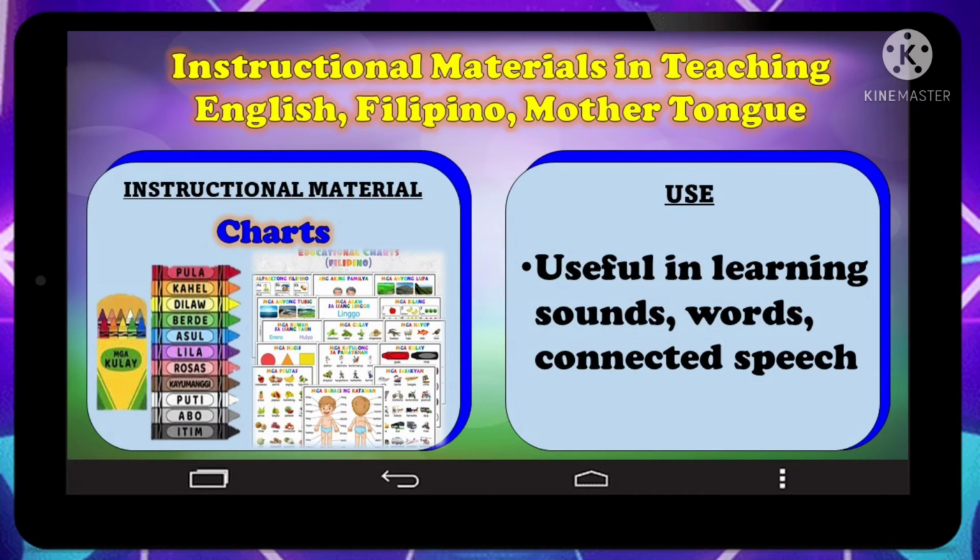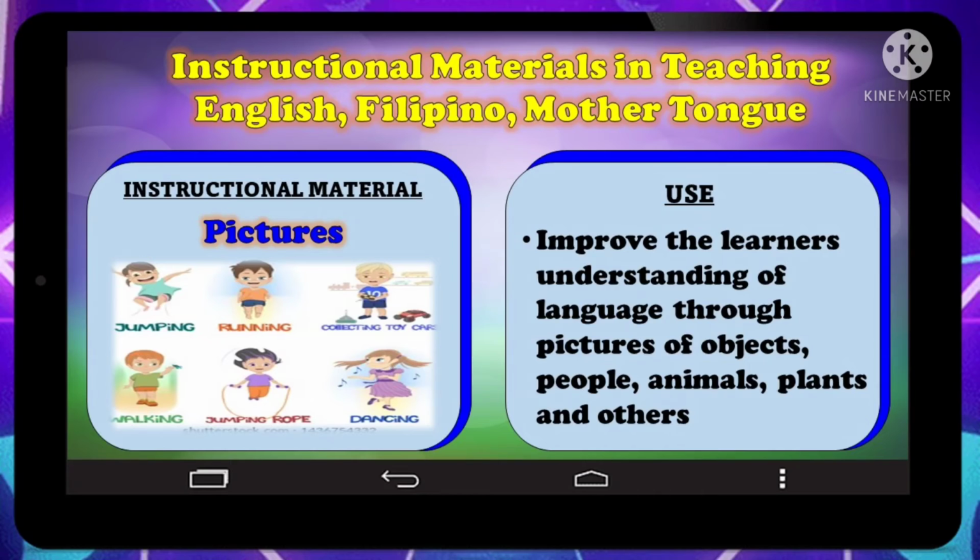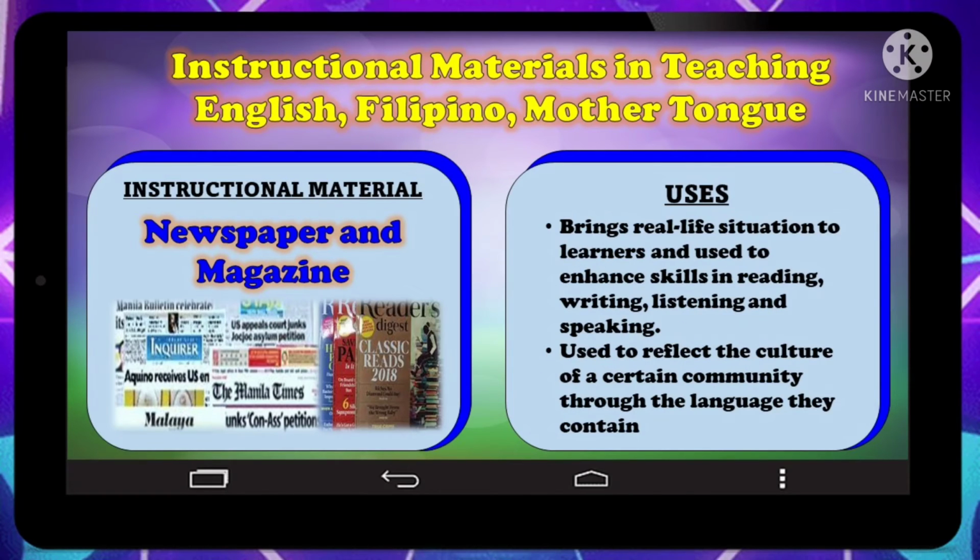Then we also have the chart, which is useful in learning sounds, words, and connected speech. Apart from the charts, we can also use pictures in order to improve the learner's understanding of language through pictures of objects, people, animals, plants, and others. Lastly, we have the newspaper and magazine. These are used because these bring real-life situations to learners and used to enhance skills in reading, writing, listening, and speaking. The following IMs can be used to reflect the culture of a certain community through the language they contain.